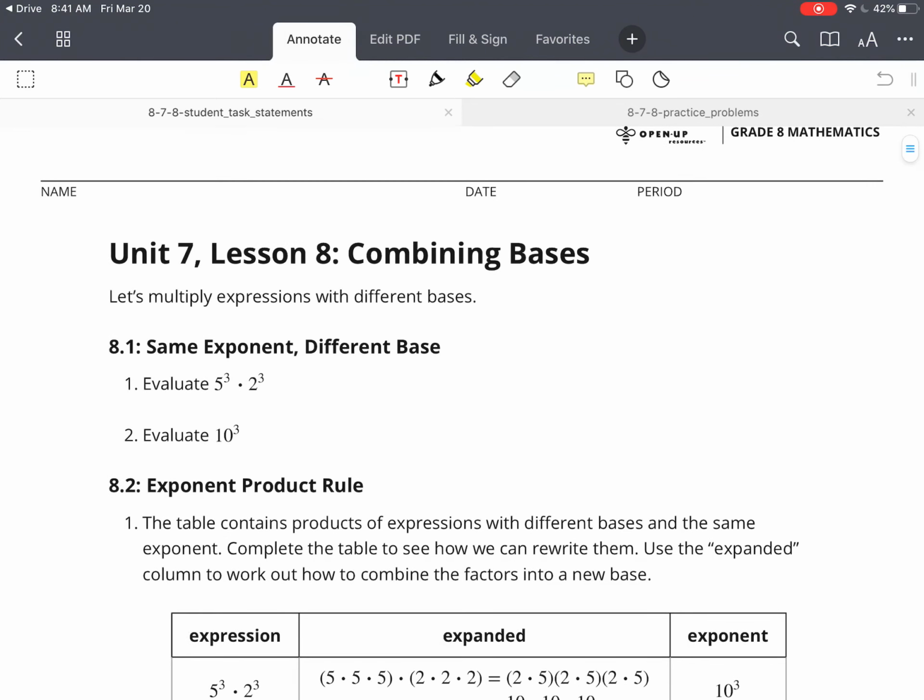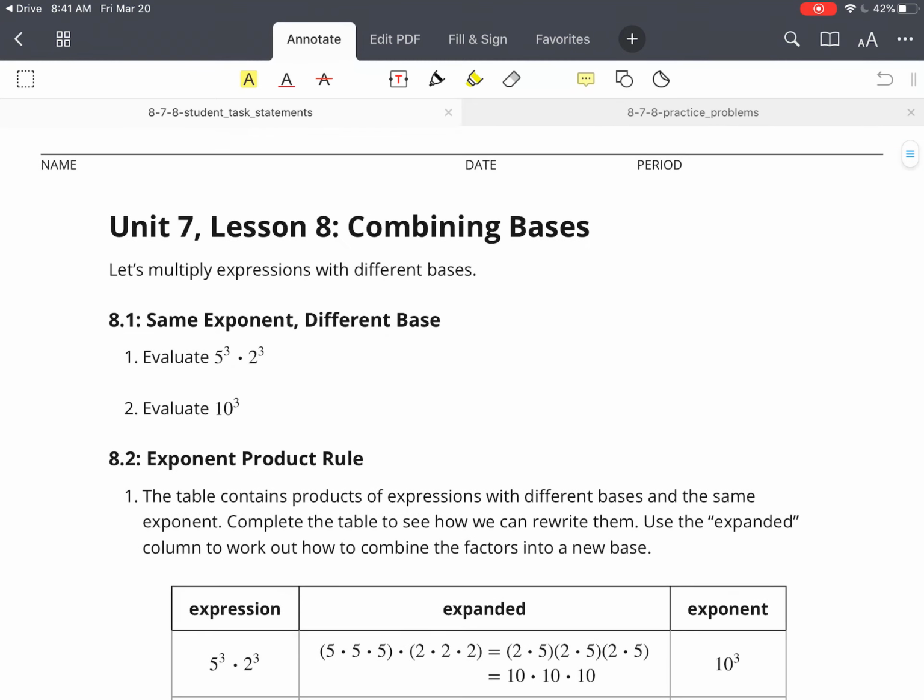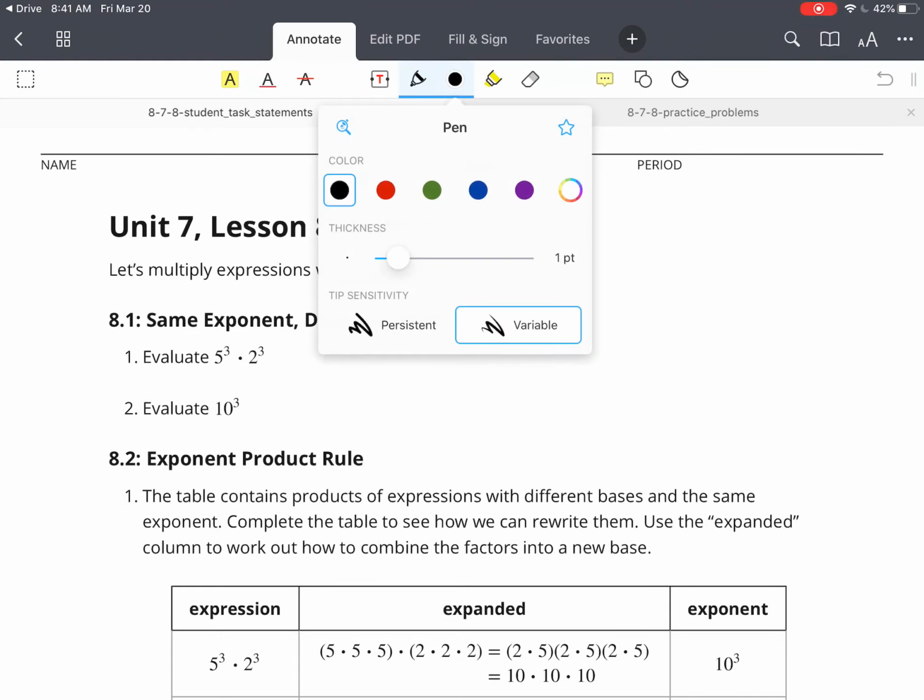But anywho, today we're going to be looking at Unit 7, Lesson 8, combining bases. So we're going to be multiplying expressions with different bases, okay?